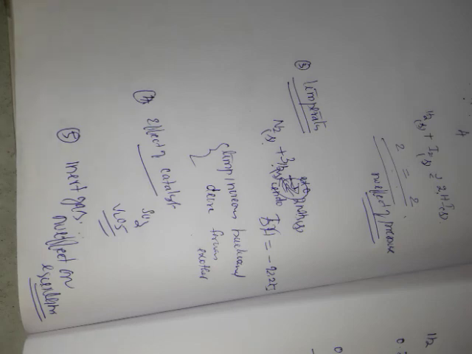Next, effect of catalyst. Addition of a catalyst does not affect the state of equilibrium. It only speeds up the attainment of equilibrium. Number 5, inert gases. When I add inert gases to the system, the total number of moles increases, but there is no effect on equilibrium.